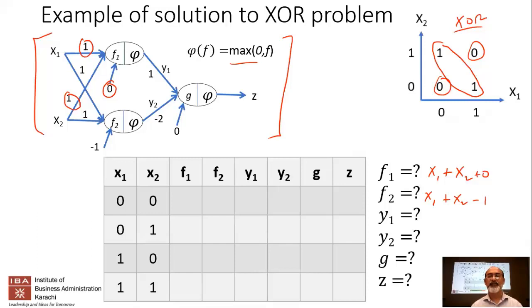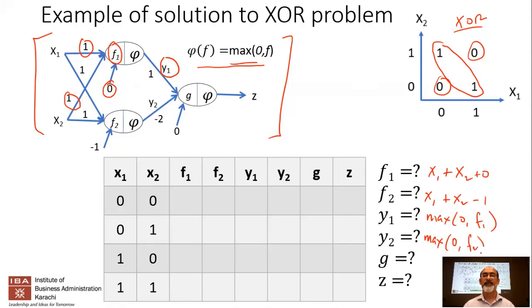So let's go on. What would Y1 be equal to? I'm already telling you that it's the ReLU equation, so can you just tell me what the equation is? Maximum of 0, F1, because this is the output of this here, and it's taking the maximum of 0, F1. What's Y2 equal to? Maximum of 0, F2. So far, so good.